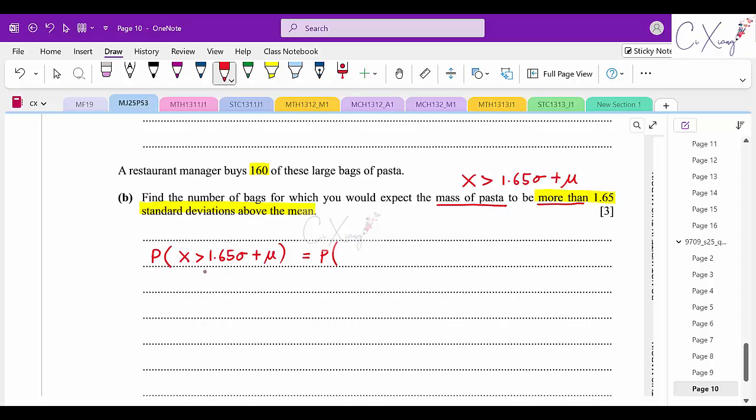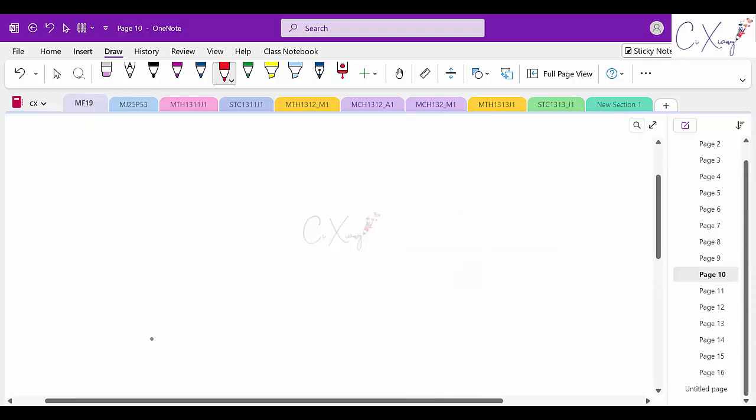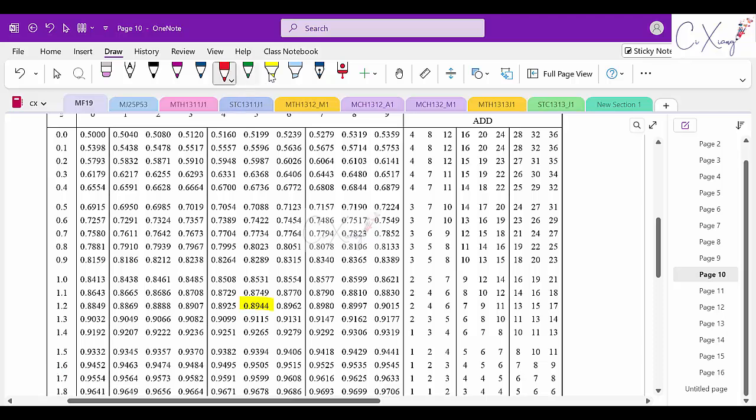To find out the probability for this one, of course, you have to standardize it to become Z, right? So how to standardize it to become the Z? You take the value of X, the original value for X, minus the mean, divided by standard deviation. Agree? Then when you simplify here, what do you get? You'll be having 1.65. What is the probability of Z greater than 1.65? You have to take 1 minus the area from the table, looking for 1.65. 1.65 will be this one, 0.9505.